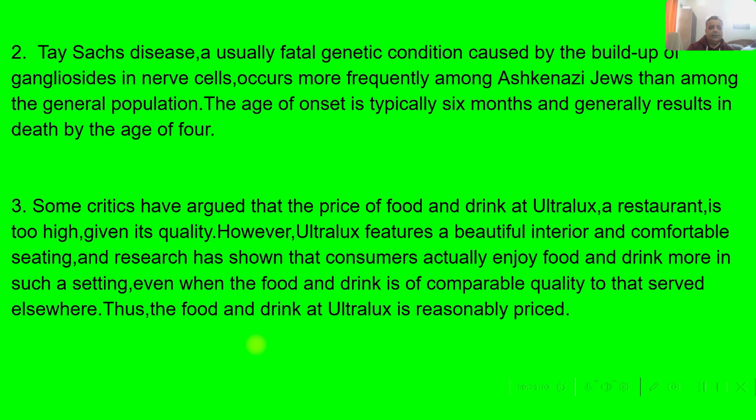Second argument says, Tay-Sachs disease, a usually fatal genetic condition caused by buildup of gangliosides in nerve cells, occurs more frequently among Ashkenazi Jews than among the general population. The age of onset is typically 6 months and generally results in death by the age of 4.